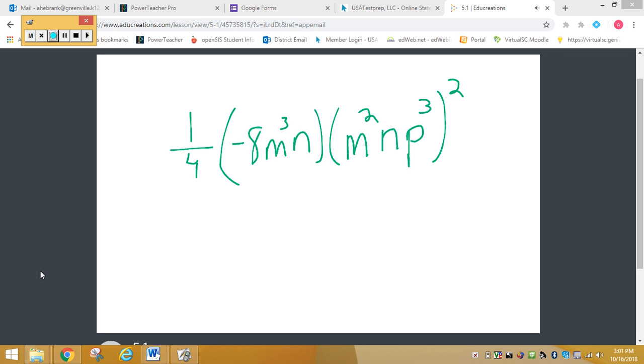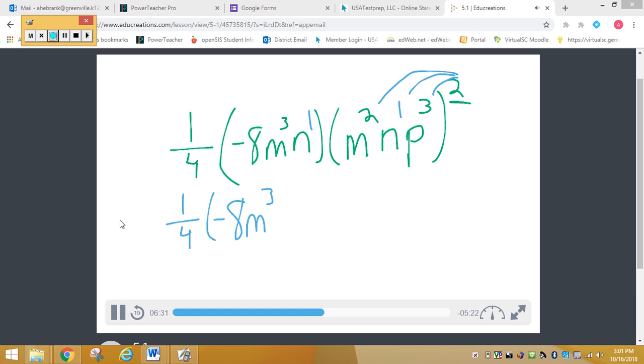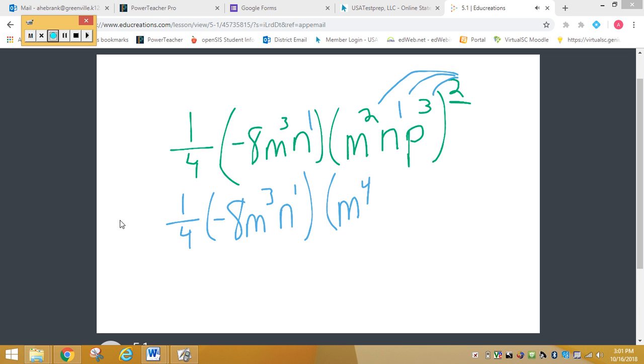First thing I need to take care of is this little squared out here. So I'm going to distribute it to everything that's inside of that parentheses. I'm going to go ahead and add ones on everything. So I have 1/4. I'm going to bring all this down. Negative 8, m to the third, n to the first. Here I'm going to have m to the fourth, because it's on the outside, that means you multiply, n to the second, and p to the sixth.